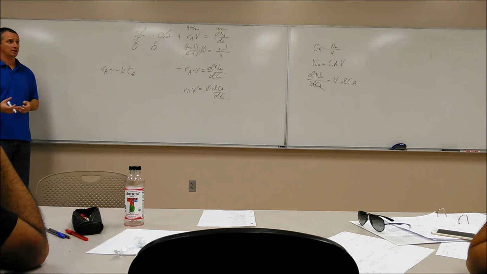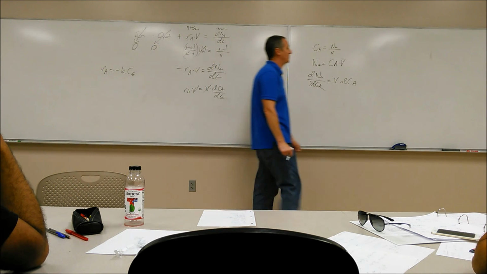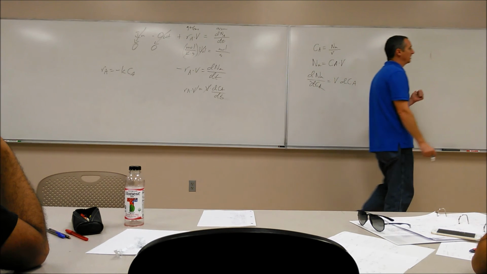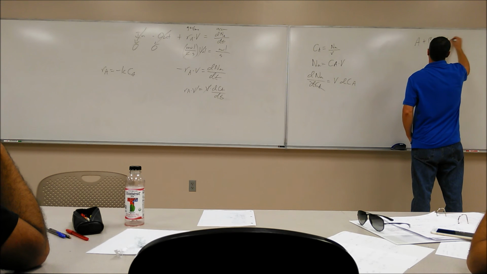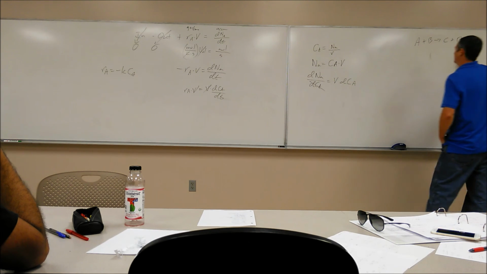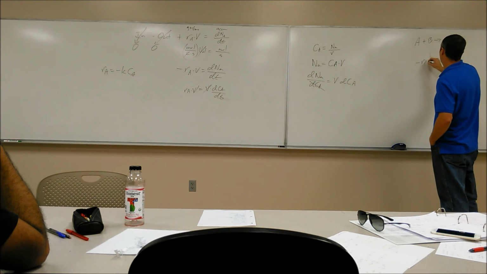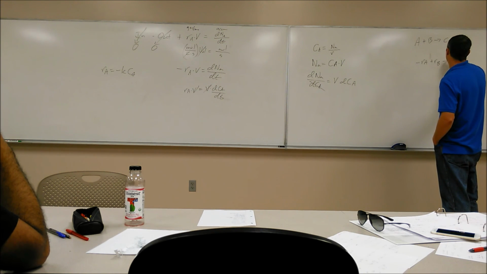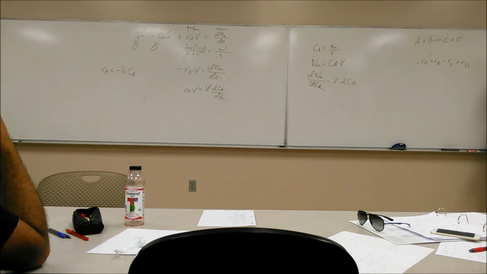Negative or positive rate. I guarantee there's going to be a problem soon where you have to write a balance for several rates, so you'll have something like A plus B going to C plus D, and you have to write one single mass balance that holds the rates of all of these: minus RA plus RB minus RC plus RD. It's going to drive you nuts if you try to memorize the rates, whereas if you just reason through it, you'll be fine.